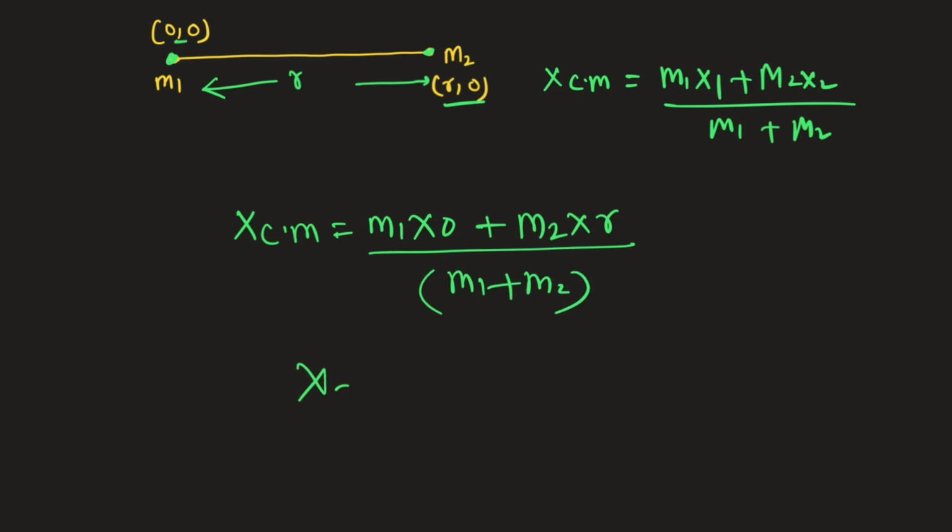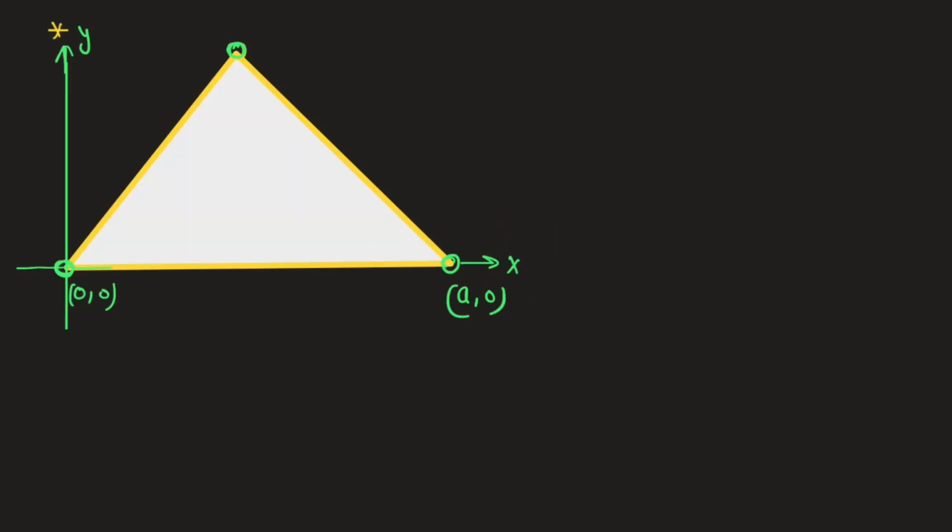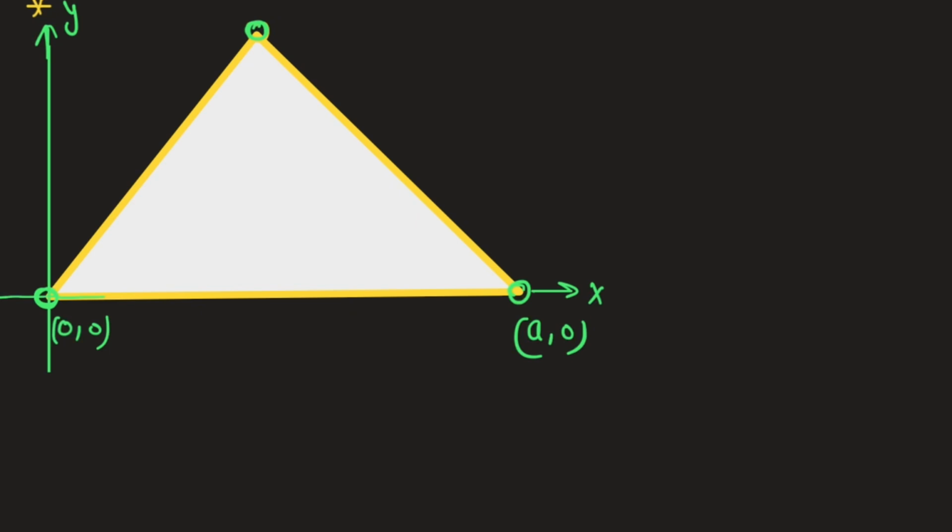It means I can write x_cm is equal to m2r divided by m1 plus m2. This you can use as a formula as well. Now let's say we are taking one triangle, and the mass of this one is 1 kg, the mass of this one is 2 kg, and the mass of this one is 3 kg. It's given this is an equilateral triangle, so this angle will be 60 degrees, and the side length will be 2 meters.